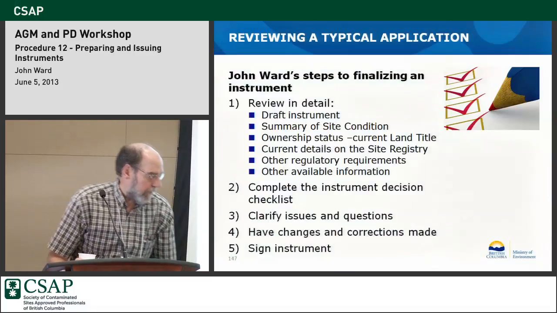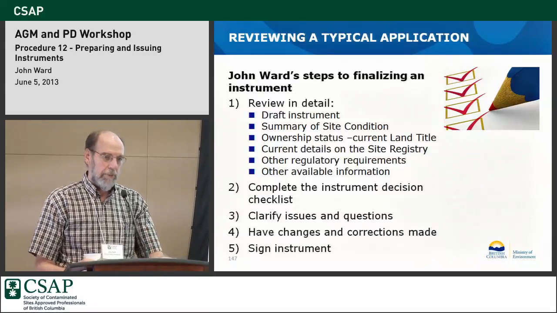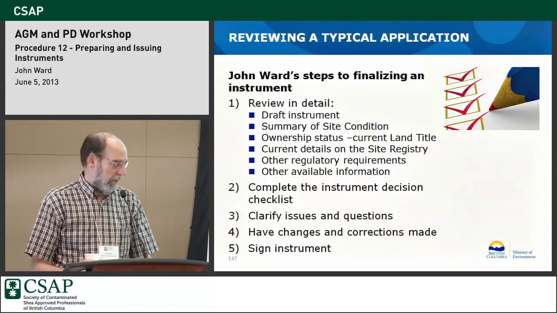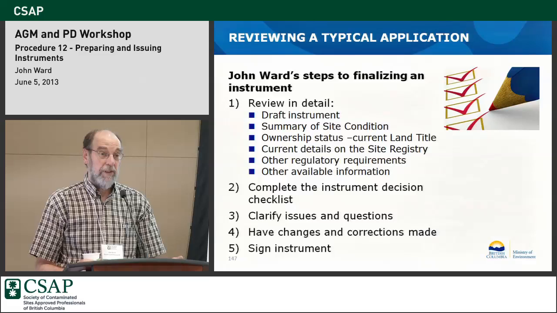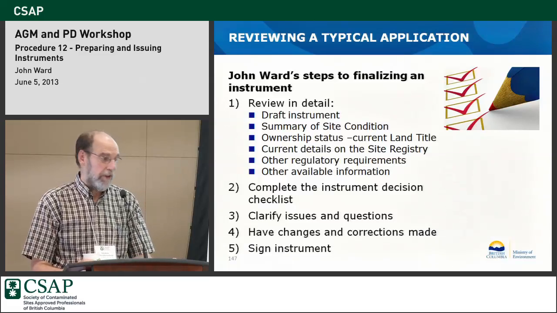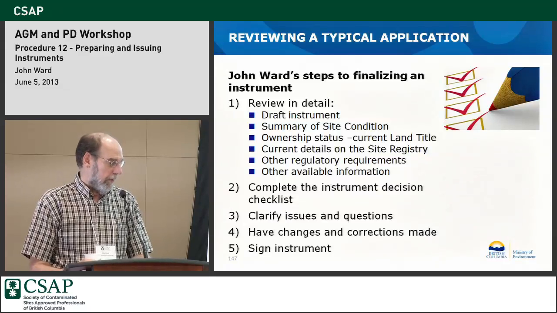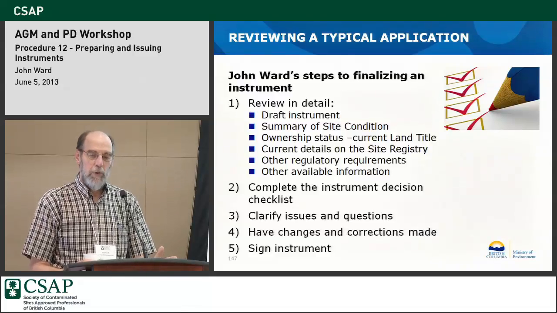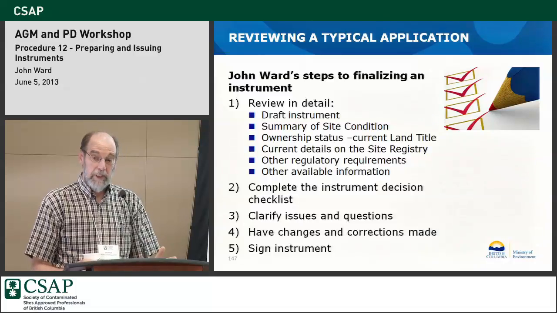So the next thing I want to tell you about is what we do, what actually I do. I'm not going to speak for others now, but here's what I do. I get the package from Dave, and I look at the draft instrument in detail, except for the standard clauses, which hopefully should be the same every time. I don't have to read them over and over again. I read the summary of site condition in great detail. That's the first thing I actually read. I ask Dave to give me the current land title, and I read that in every case because I need to know who the potentially affected parties are, and that's one way of finding out who they are. I print off the details report from the site registry, and I read that.